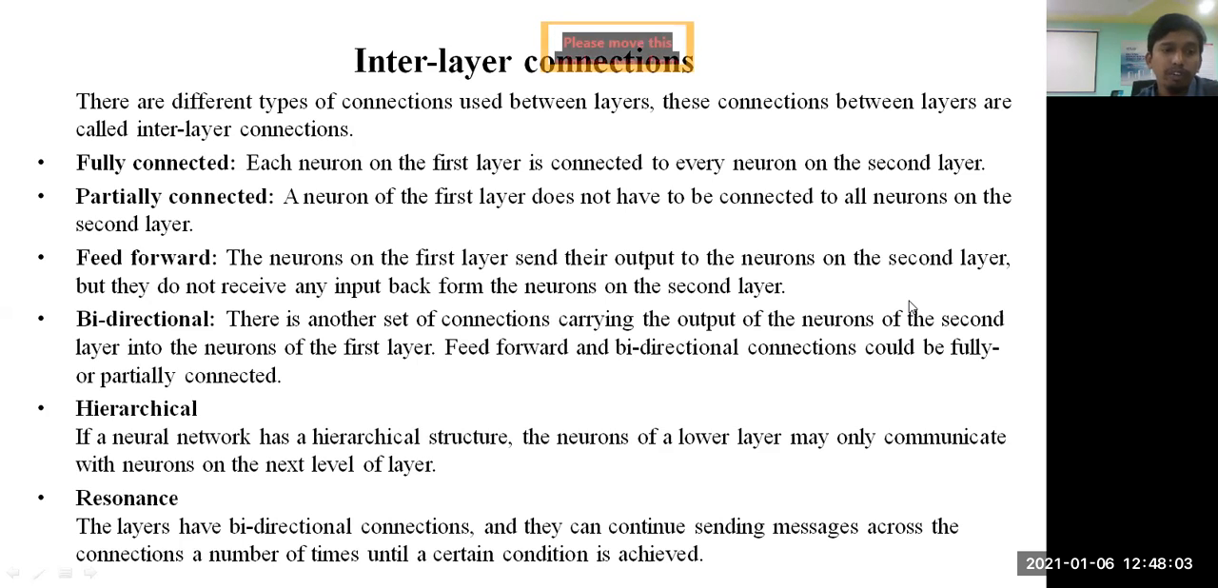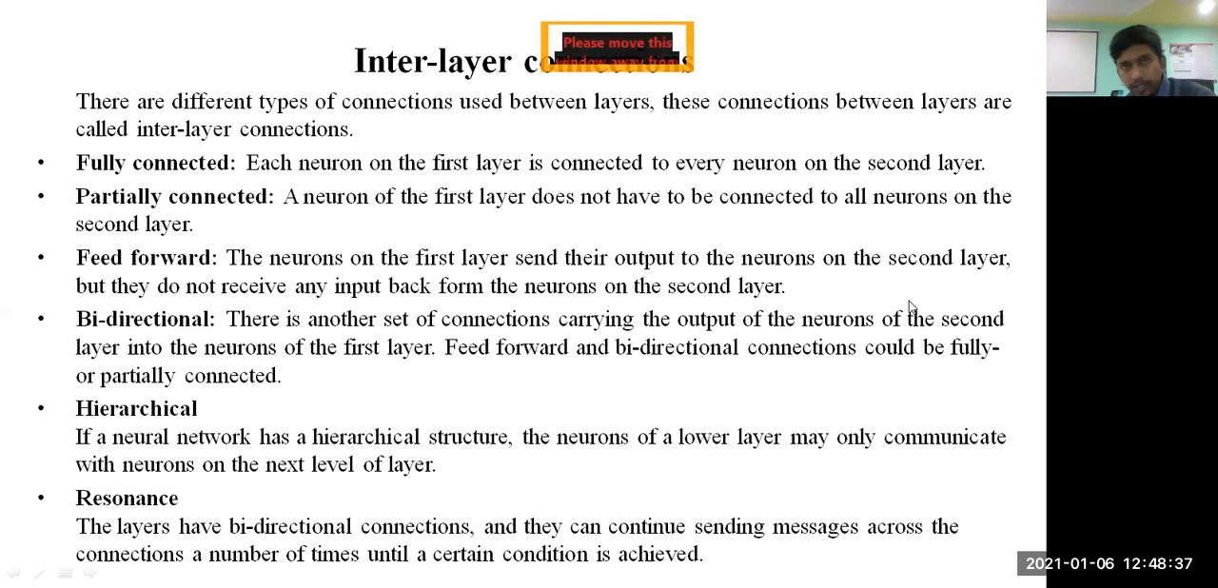The next one is feed forward. Yesterday we saw this type of network. It is a unidirectional network which has one hidden layer. The next one is bidirectional, that is, backtracking is allowed in the network. The next one is hierarchical, which is a tree-like structure. In a hierarchical structure, the neurons of a lower layer may only communicate with the neurons of the next level of layers. So the top layers will only pass information, and it will not be allowed to communicate with the next layers.